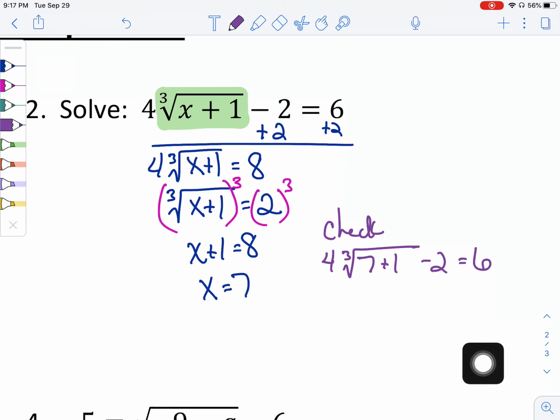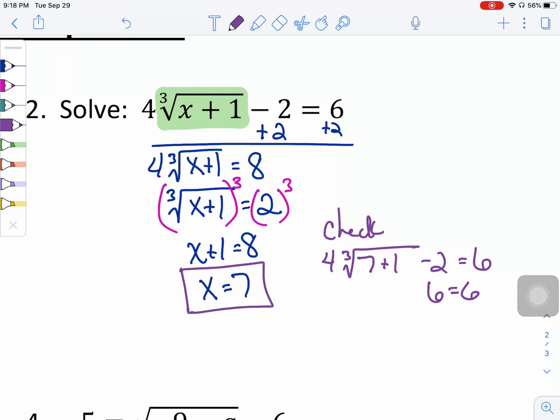So in my calculator, I'm going to put this whole mess, okay? So I've got 4 times the cube root. Let me get a cube root here. So the cube root of 7 plus 1 is 2 here, minus 2. So this whole thing simplifies down to 6. Does 6 equal 6? Yes, it does. So that tells me that this is my answer.